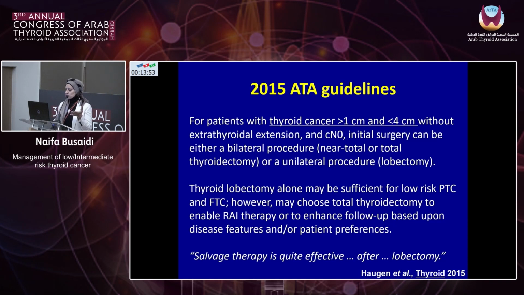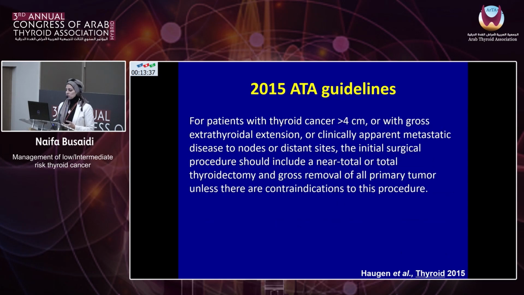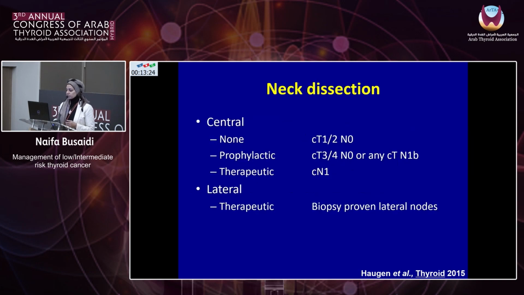So this was for the surgical extent of disease, to show you that the ATA guidelines do allow a lobectomy for up to 4 centimeters or a total thyroidectomy depending on your preference and what you see. And then if you do a lobectomy and you find that there's still disease later, a salvage completion is okay as well. But if you have a greater than 4 centimeter tumor or gross invasion or clinically apparent nodes, then a total thyroidectomy should be done as long as there's no contraindication.